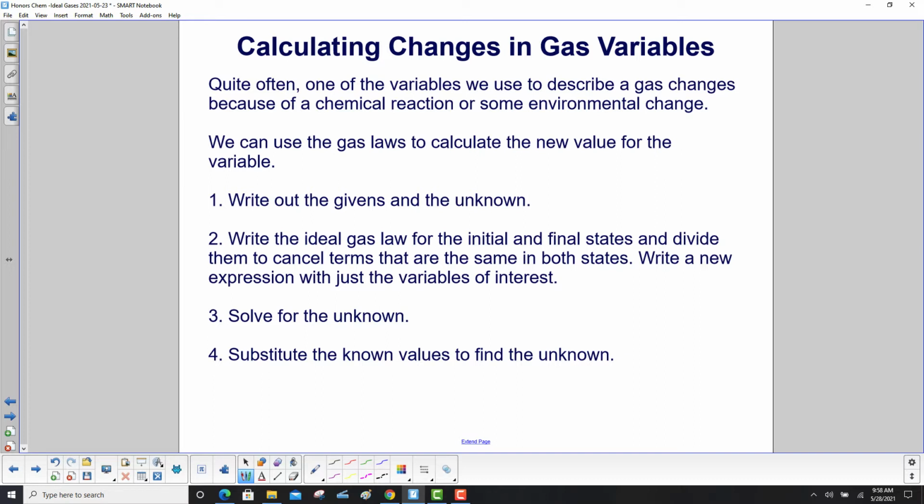Two, write the ideal gas law for the initial and final states and divide them to cancel terms that are the same in both states. Write a new expression with just the variables of interest. Three, solve for the unknown. And then four, substitute the known values to find the unknown.